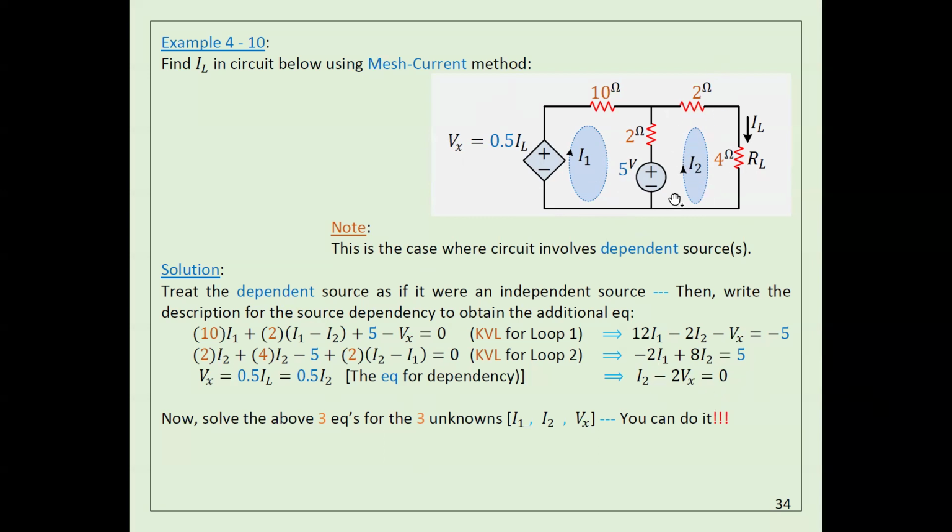Same thing for this equation. Let's keep this one: I2 times 2 is here, I2 times 4 is here. The voltage here is negative 5, so it's here. And then the current here is actually I2 minus I1. Any questions?